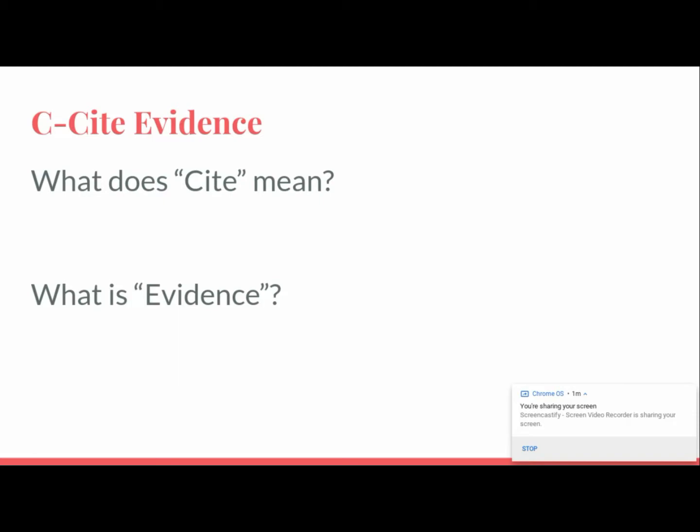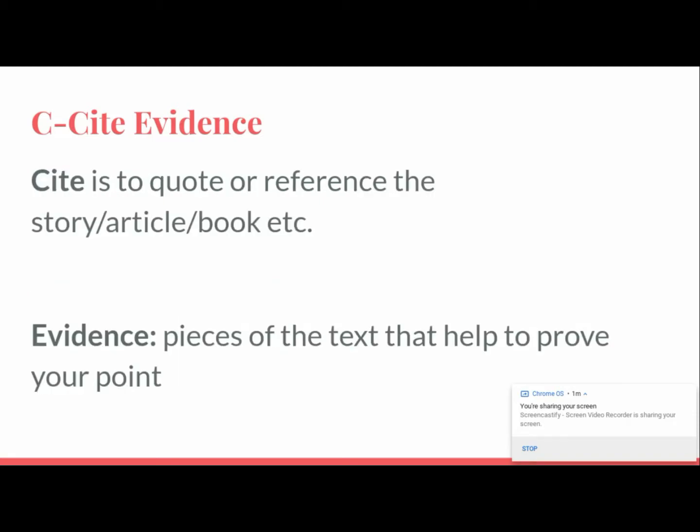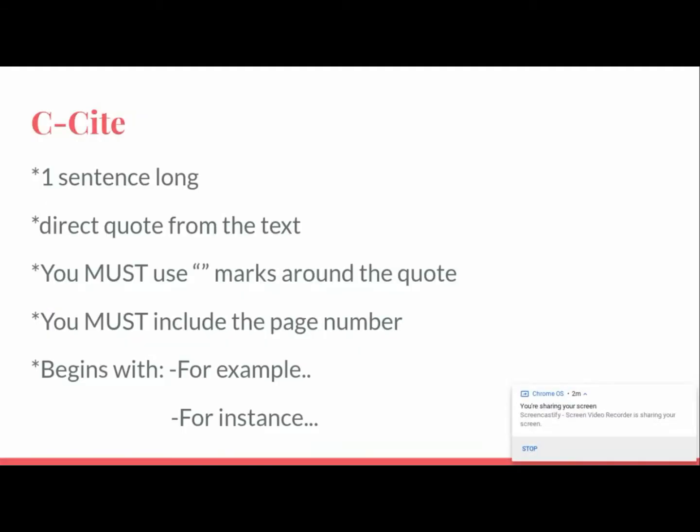All right, C, what does cite mean and what is evidence? Let's find out. Cite is to quote or reference the story, article, or book. And evidence is the piece of text that helps you prove your point. So cite is just to use the text, right? And evidence is the part of the text you choose to use. And don't worry, it'll get less confusing as we move on.